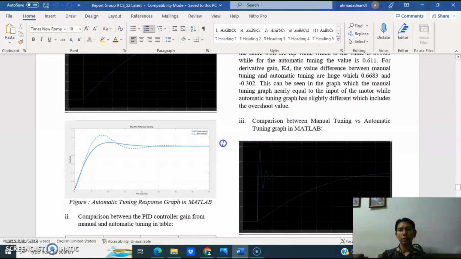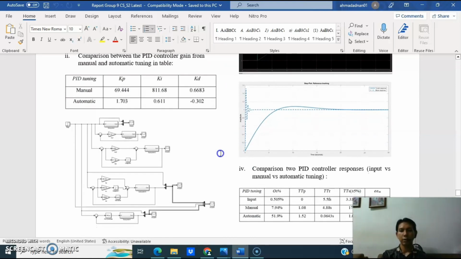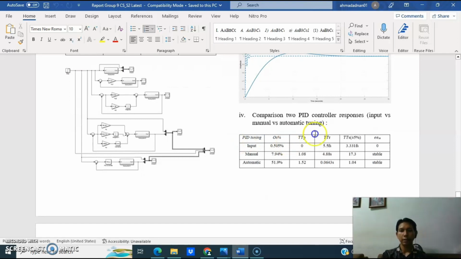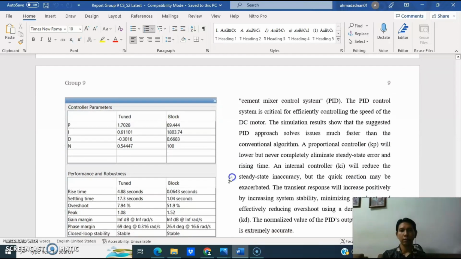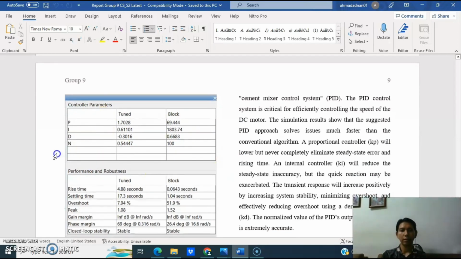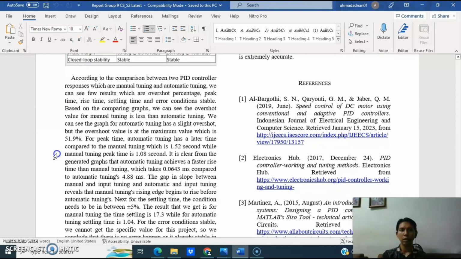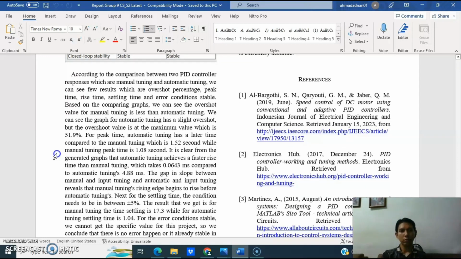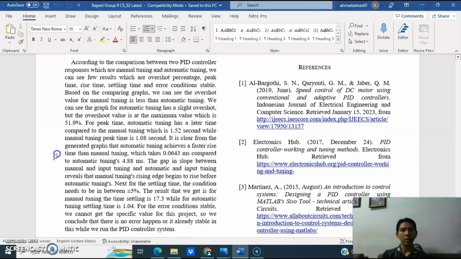And the third one is the comparison between manual tuning and automatic tuning graph in MATLAB. So this is the graph shown in MATLAB, and this is the value for input, manual and automatic tuning. And this is the MATLAB. So according to the comparison between the two PID controller responses, which are manual tuning and automatic tuning, we can see a few results, which are overshoot percentage, peak time, rise time, error, and stable condition.